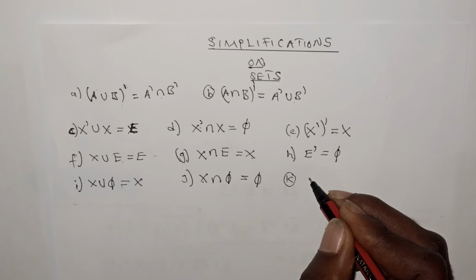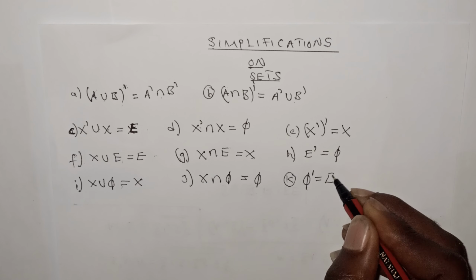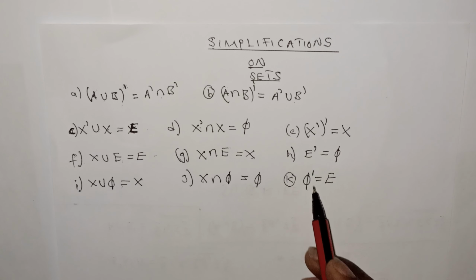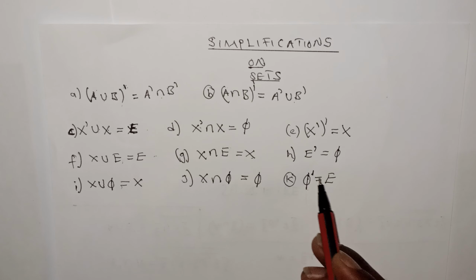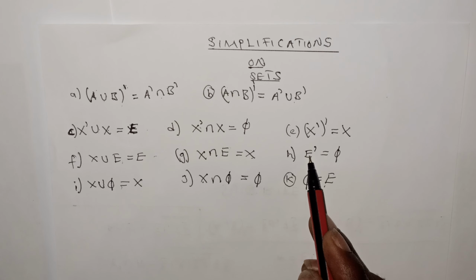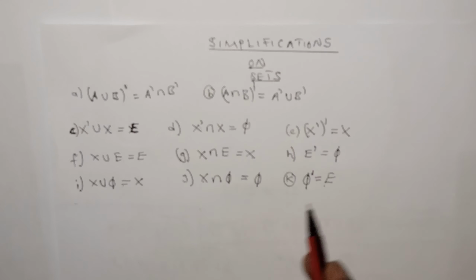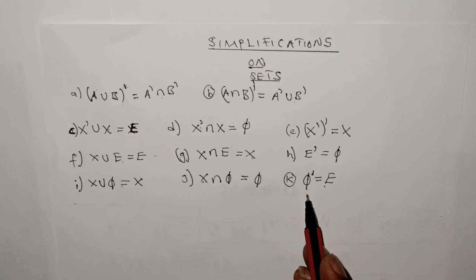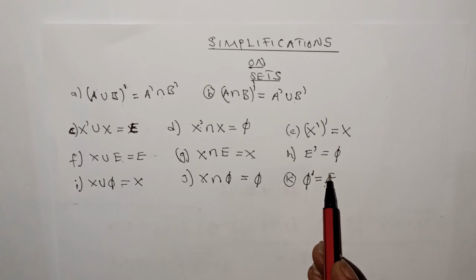Let's say we have an empty set complement. This is actually the opposite of the previous one. So an empty set complement is equal to the universal set. And the universal set complement is actually an empty set. So we must note these things for us to be able to simplify any kind of set given the Venn diagram or just given these symbols. We must be able to remember these things.